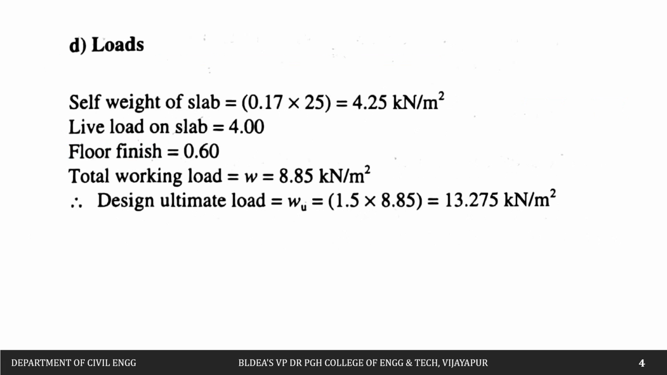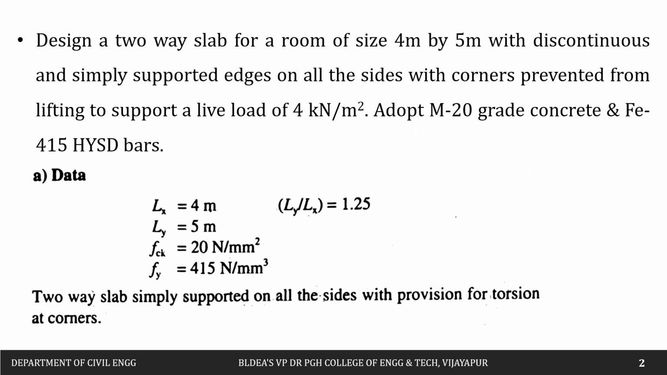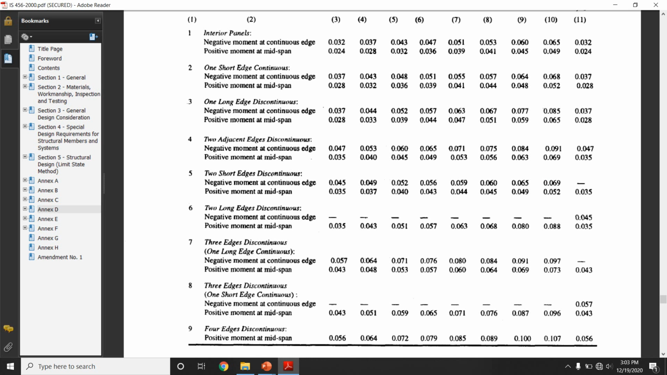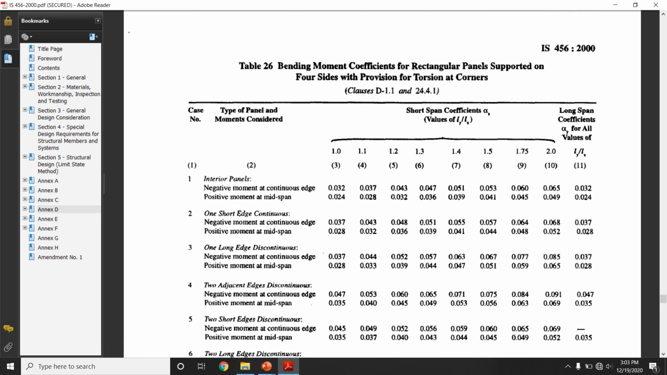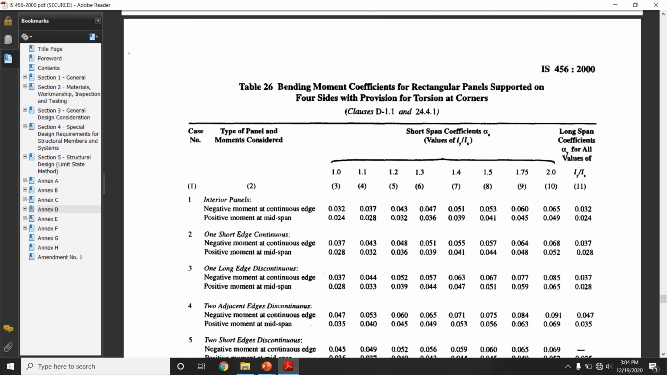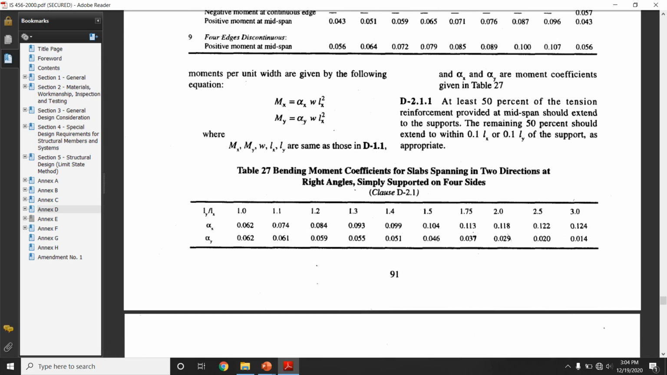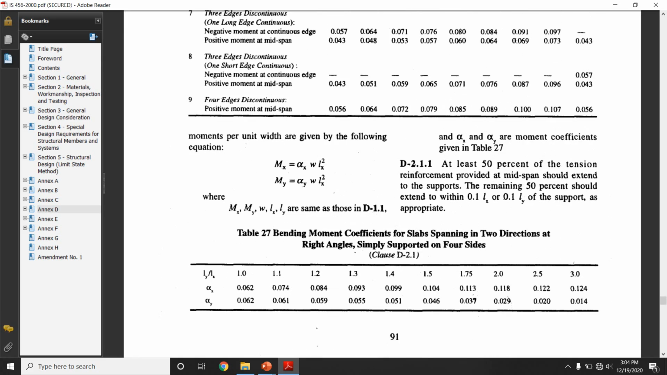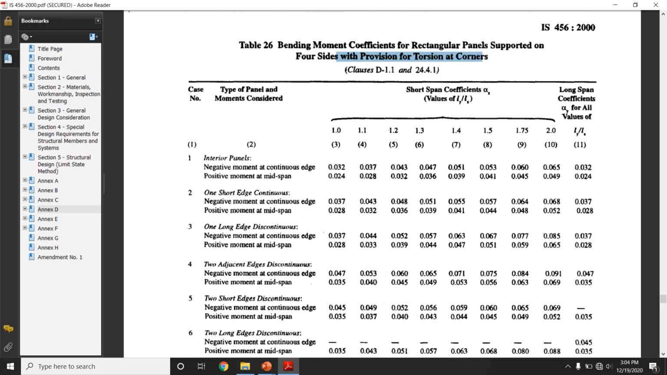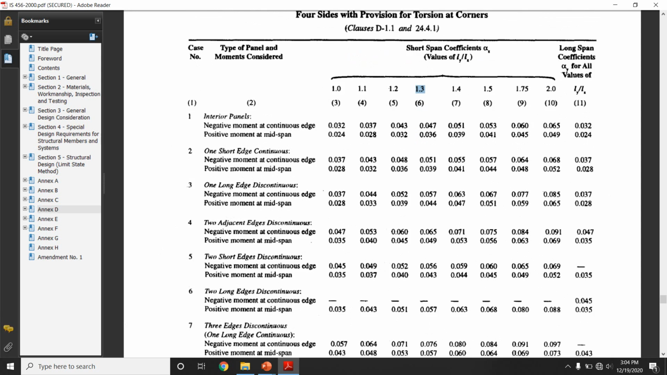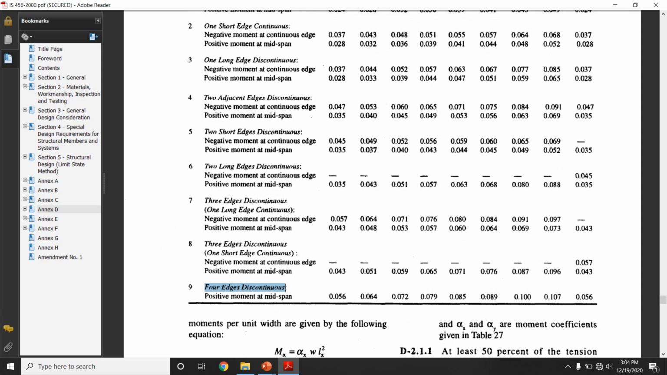So as you see here, they have given it as with the corners prevented from lifting to support. So we have four discontinuous edges, and with the provision for torsion at the corners we are going to refer to this, and for other slabs we can refer to this. So if you see this 1.2 and 1.3, somewhere in between these two values we are going to have the value, that is 4 edges discontinuous. This is 1.2, this is 1.3.